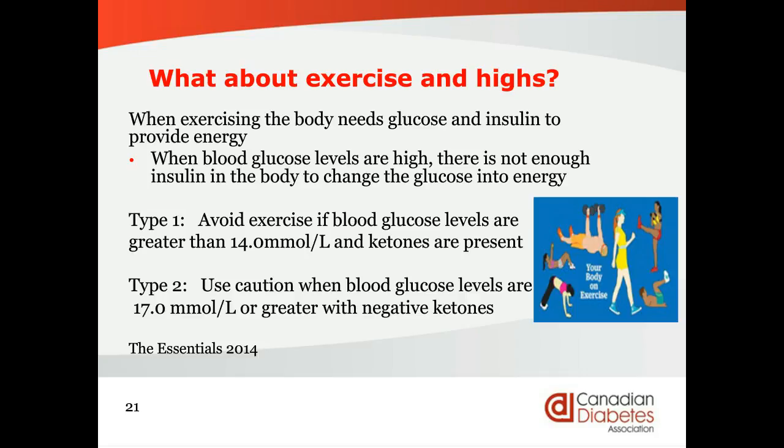If you have type 2 diabetes, use caution when your blood glucose levels are 17 or greater with negative ketones. When you have type 2 diabetes and your blood sugars are 12 or 13, you can still exercise because you still have some insulin in your body. And sometimes when your blood sugars are 12 or 13 and you have type 2 diabetes, exercise will actually bring your blood sugars down. It's when the blood sugar goes to 17 and higher that it's not recommended that you exercise.